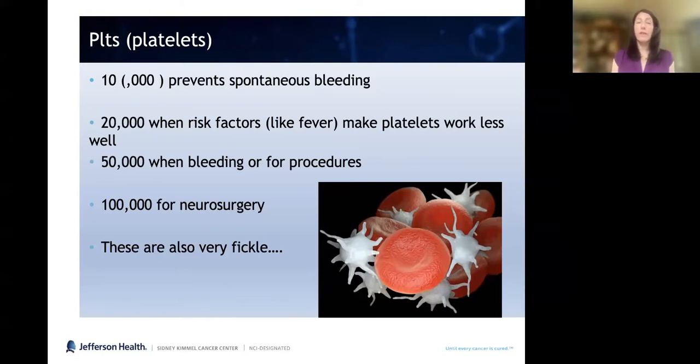But these are also very fickle. And so what do I mean? If I take your blood at 7 a.m. and 9 a.m. and 11 a.m., I may get very different numbers. And so watching them bounce around is fine and normal. And if your counts on Monday have a white count of 70, a platelet count of 75,000, and on Tuesday it's 72,000, that's completely normal. That is not a change.